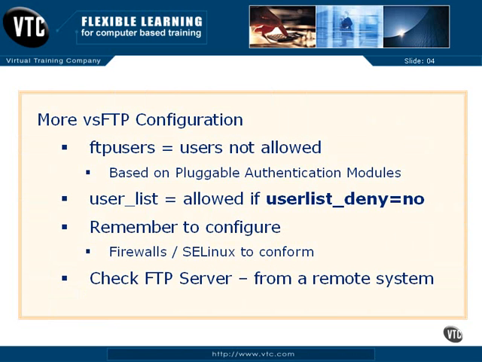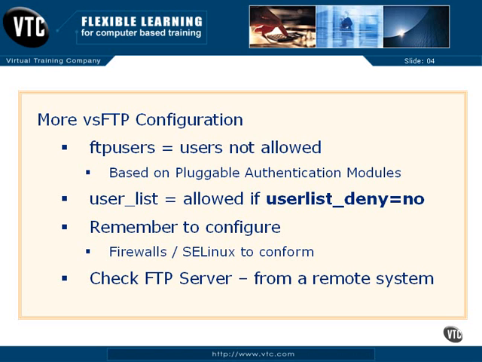There are other files in the /etc/vsftpd configuration directory. ftpusers is a list of users who aren't allowed to log into the local FTP server. If you're comfortable with other FTP servers, you may recognize this file, which serves the same function on FTP servers like WU-FTPD.